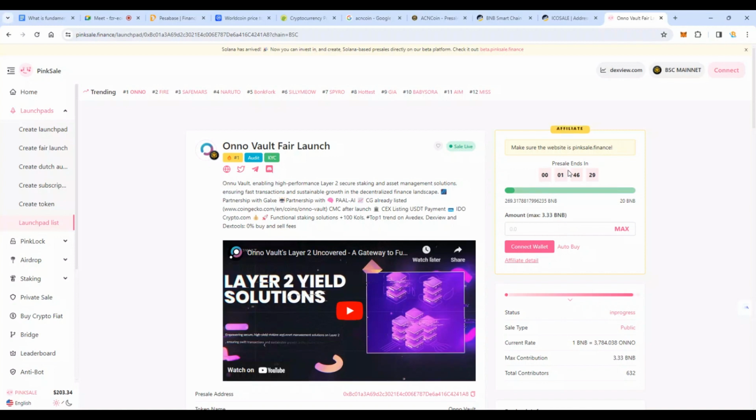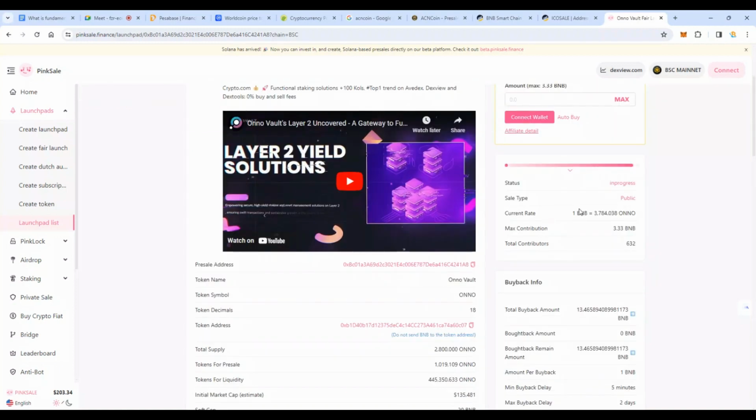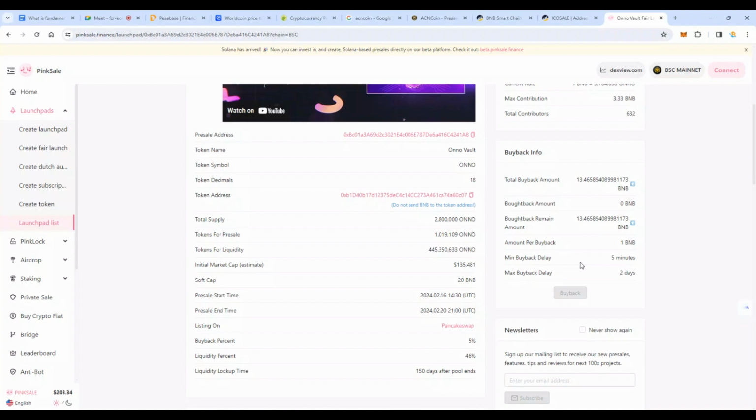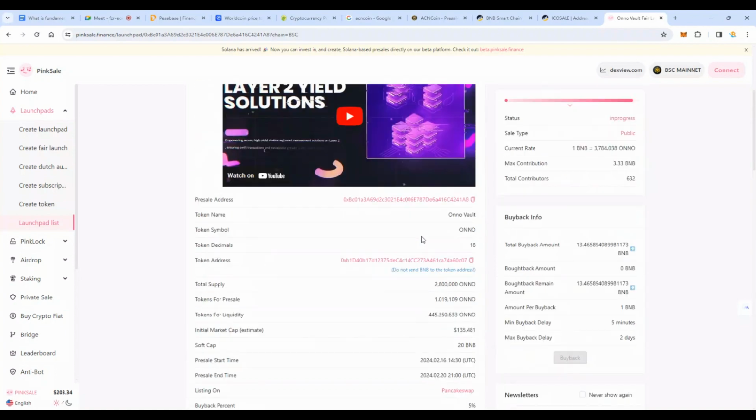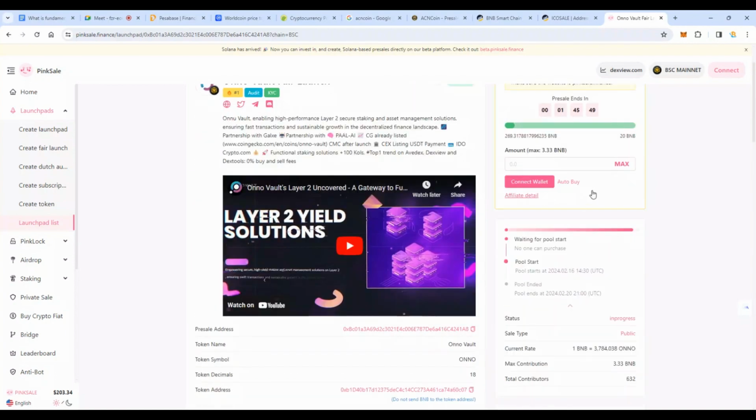Now, you can see this pre-sale is actually ending in around 1 hour, and they are trying to raise 20 BNBs. Okay, and the BNBs they have raised, 269.3. This should be an error, because max contribution 3.3 BNBs, total contribution. Okay, let's see how much they are trying to raise. Okay, from this here, we can see they are trying to raise 20. That is the maximum BNB they are trying to raise. And this looks like they have raised 269.